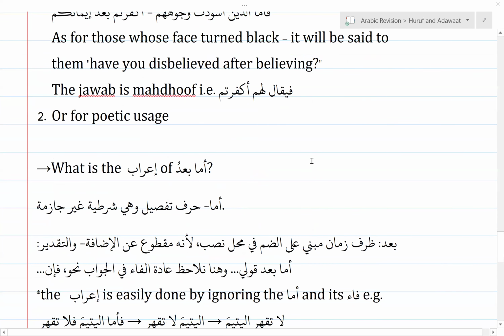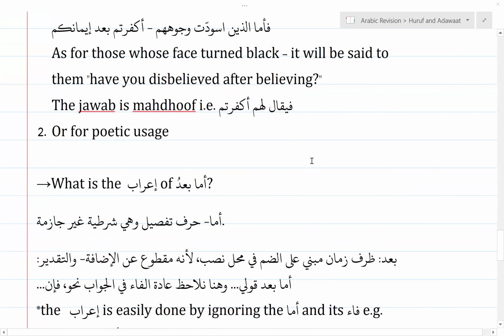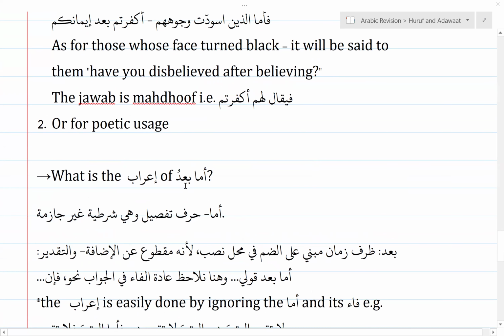If you've watched Ustaz's lectures or attended Jumu'ah sermons, you've heard the khatib say, Amma Ba'd. Even in any lecture, they'll say, Amma Ba'd. So how do we understand this amma? There's no fa, there's no jawab, what's going on? How do we do the i'rab of it? We will still say amma is حرف التفصيل وهي شرطية غير جازمة. So it's still shartiya, but it's ghayr jazima. It does not make the verb majzoom, right?